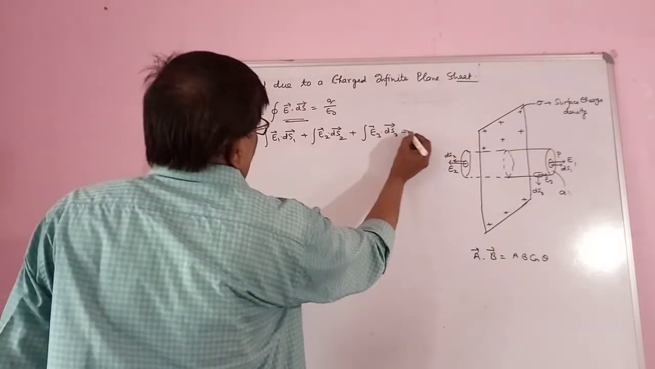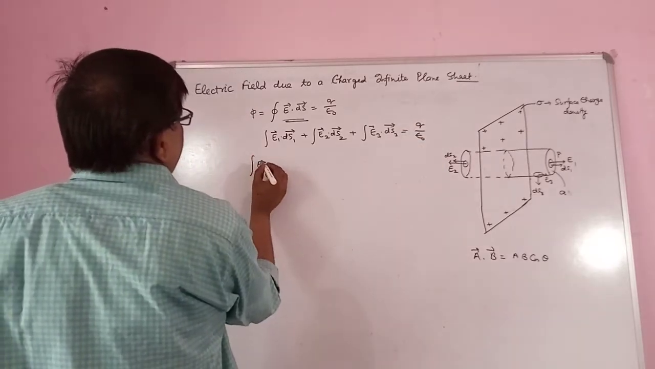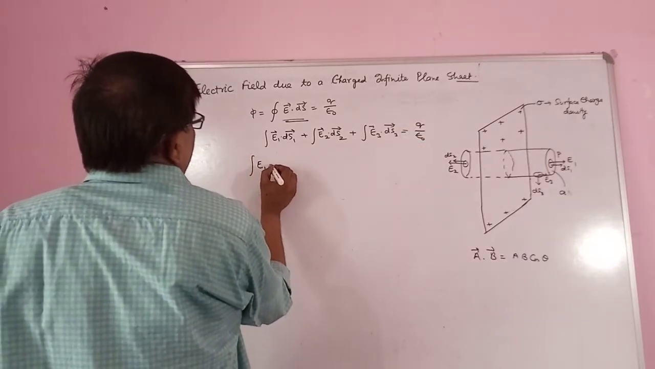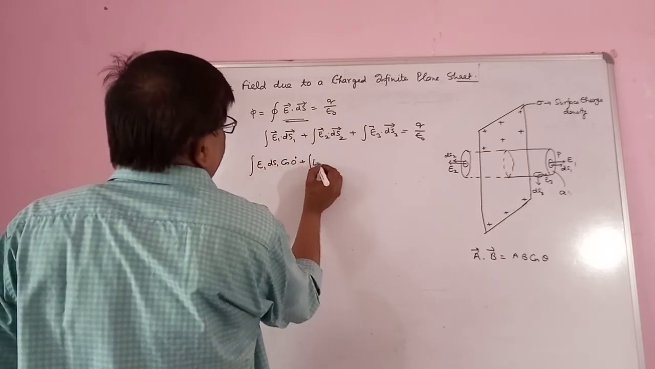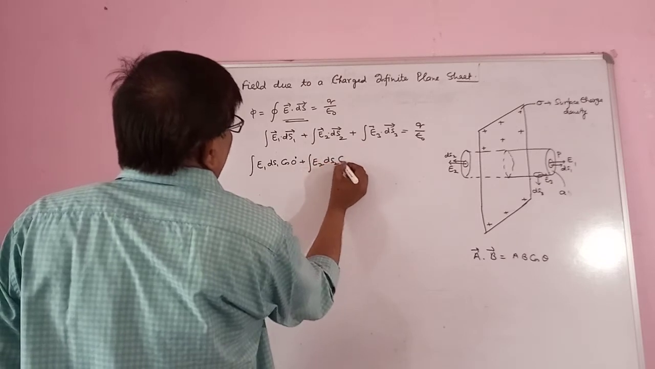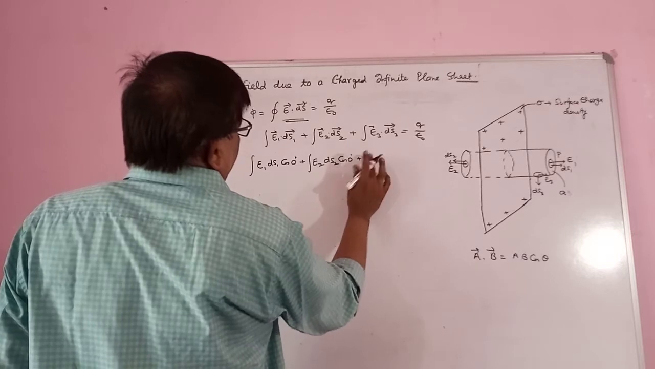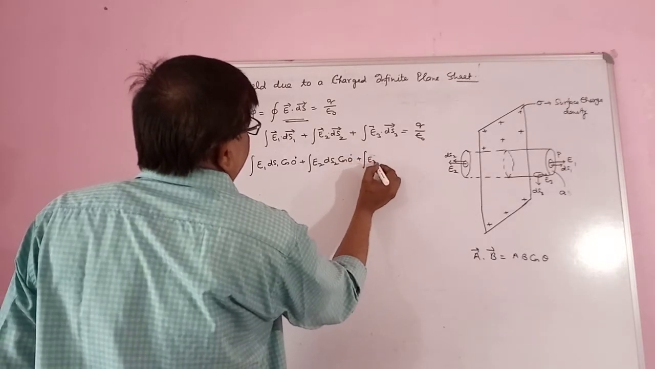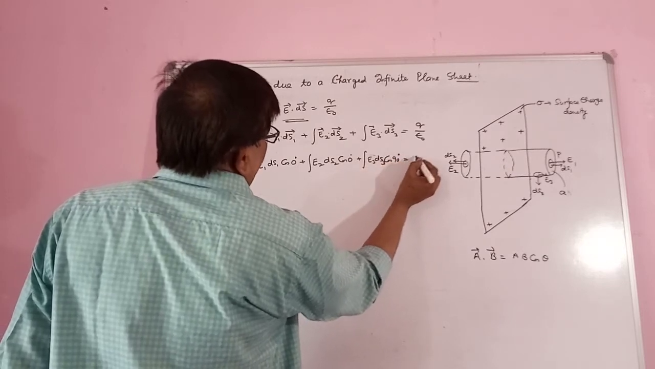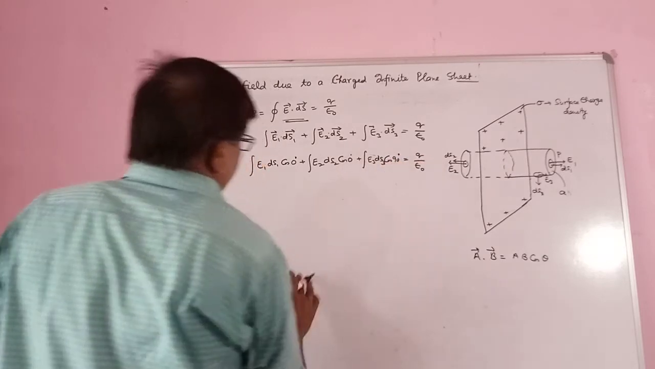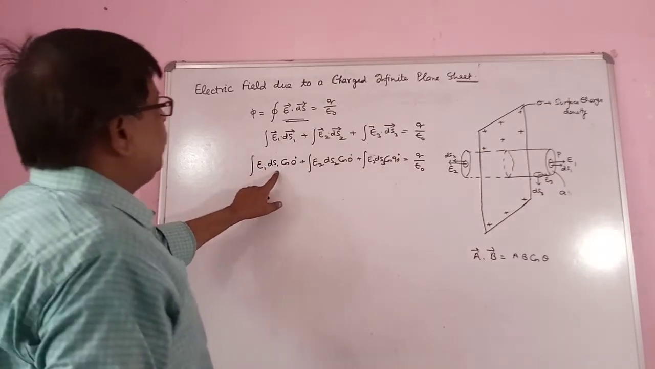So this becomes Q upon epsilon naught. This is E1 ds1 cos 0, plus E2 ds2 cos 0, plus E3 ds3 cos 90, equal to Q over epsilon naught. This value becomes 0.